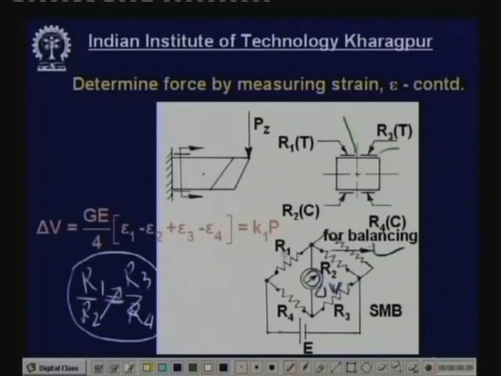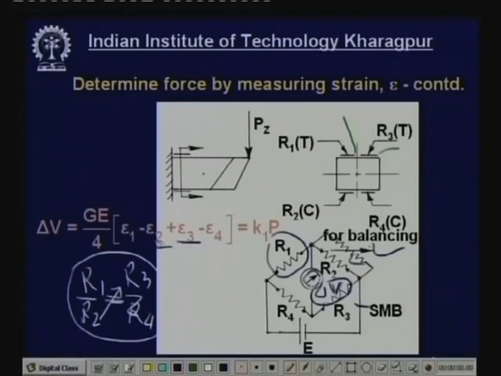Now this is tension, so there will be a change in resistance at a compression. Here the resistance will change positively and negatively. Now what will be the value of the voltage? This value of the voltage delta V will be equal to GE by 4 into epsilon 1 minus epsilon 2 plus epsilon 3 minus epsilon 4. What is epsilon 1? That is the strain that will occur in the resistance R1 in the strain gauge. Epsilon 2 is in the compressive stress, and 3 this one and 4.